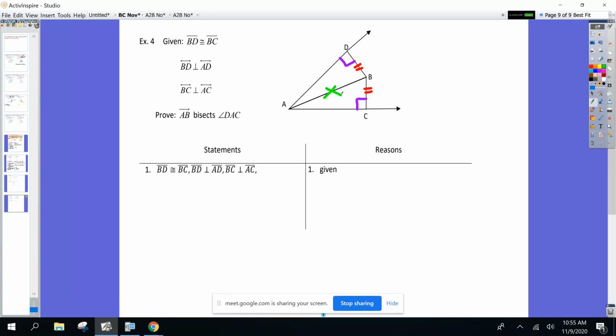Let's go to the proof statement now, because we got to make a plan here. How are we going to show that AB bisects DAC? You can prove that DAB is congruent to BAC. Perfect. Here's what you just said, basically. If angle DAC was getting bisected, what 2 angles would be equal? DAB would be congruent to CAB.